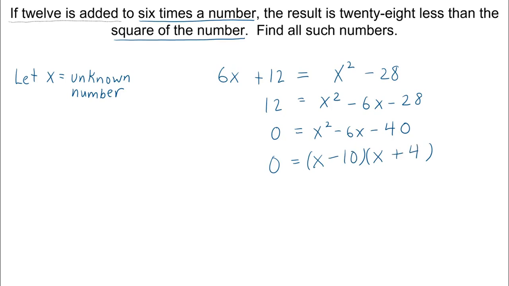Now we set each factor equal to 0 and solve. So we'll have x minus 10 equals 0 and x plus 4 equals 0. That gives us solutions of x equals 10 and x equals negative 4. So as it turns out, there are two numbers that will fulfill the requirements of this equation. So when we let x be our unknown number, we should have let x be our unknown numbers, because 10 is a solution and negative 4 is a solution.